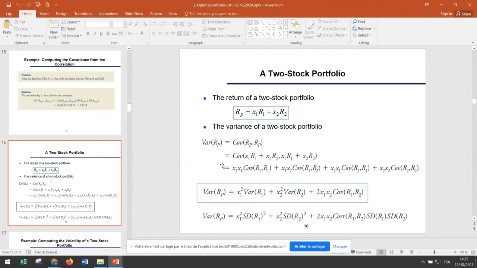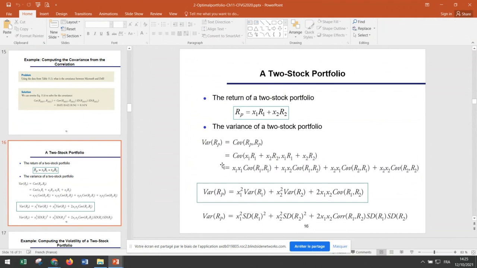So I'm going to use this formula on slide number 16. You can probably note it down, because you're going to use it several times to calculate the return of the two stock portfolios and the volatility of the two stock portfolios.